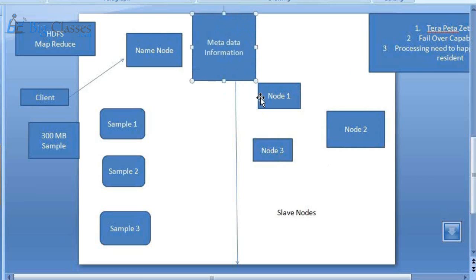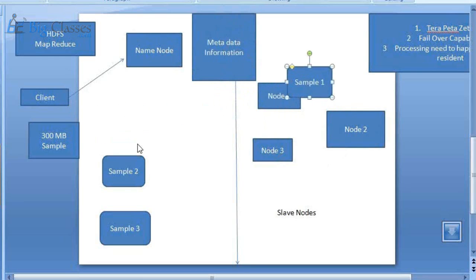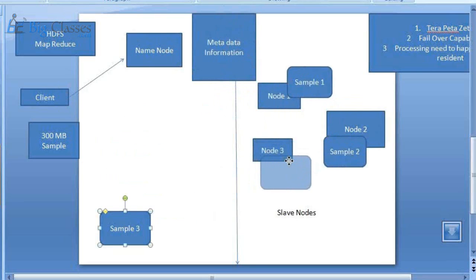This name node maintains the complete information about these 3 nodes in the metadata, in terms of what is the total disk space and how much free space is available. Based on this information, the name node will tell the client to go ahead and store sample 1 in node 1, sample 2 in node 2, and sample 3 in node 3. Like that it will tell.